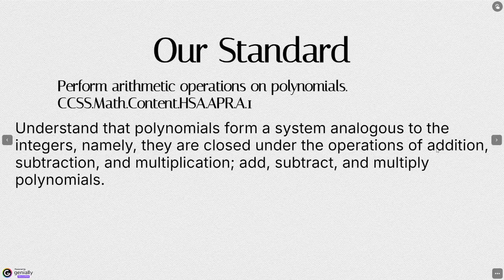The goal is listed on the screen right now, and it is to understand that polynomials form a system analogous to the integers, namely they are closed under the operations of addition, subtraction, and multiplication. Add, subtract, and multiply polynomials.